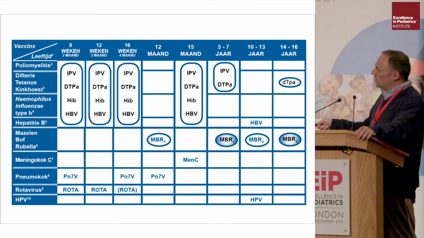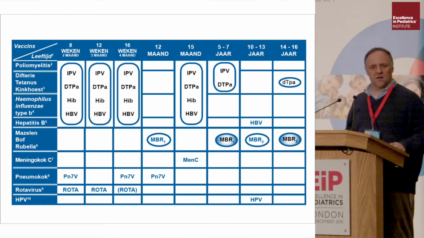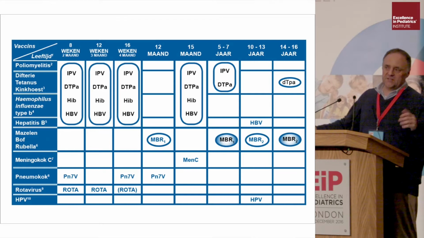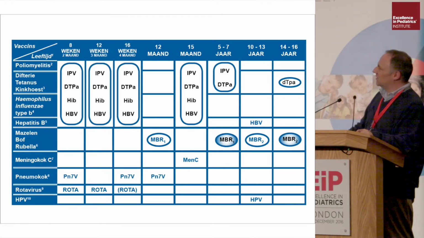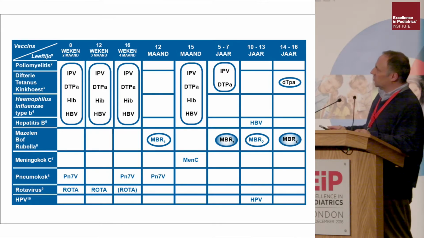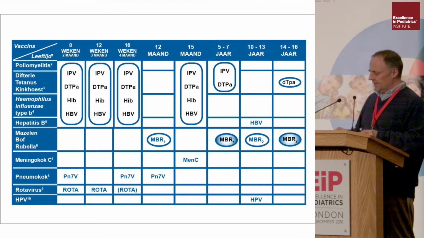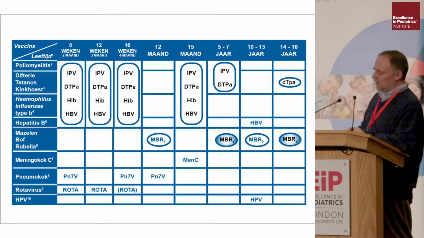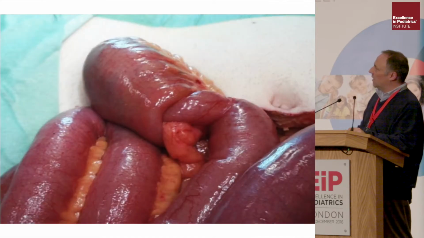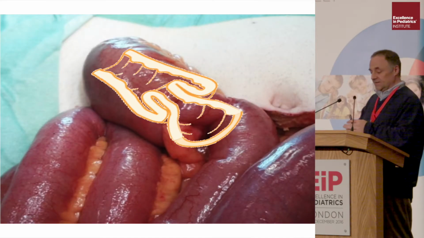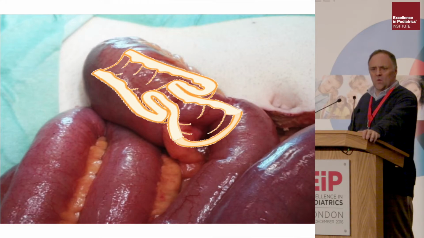The reason why you give the rotavirus vaccines so early in life is, of course, because the burden of disease of rotaviruses is early in life. However, the vaccines, both ROTARIX and ROTATEQ, need to be given early and not later on in life, because the risk of intussusception is judged to be too big.